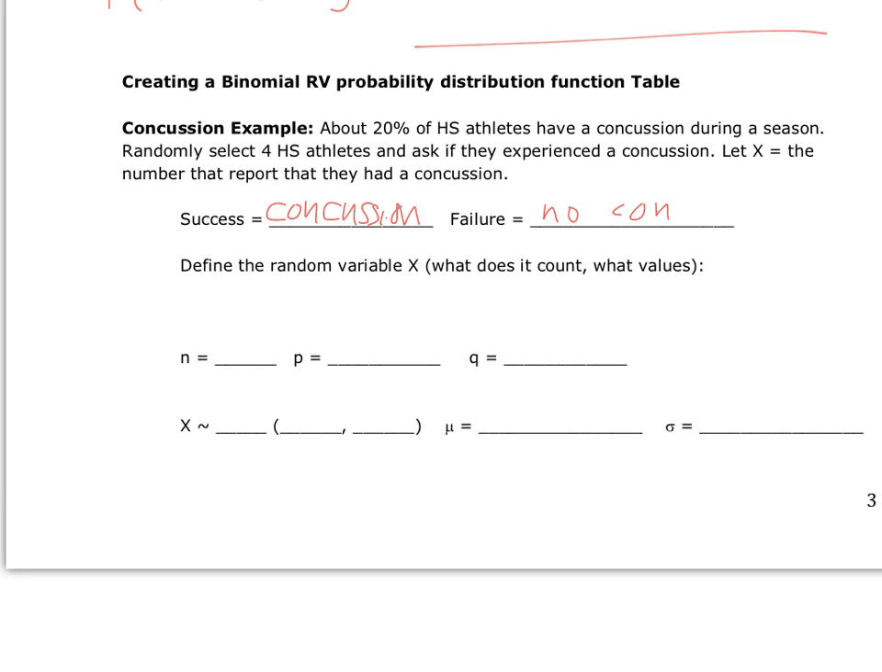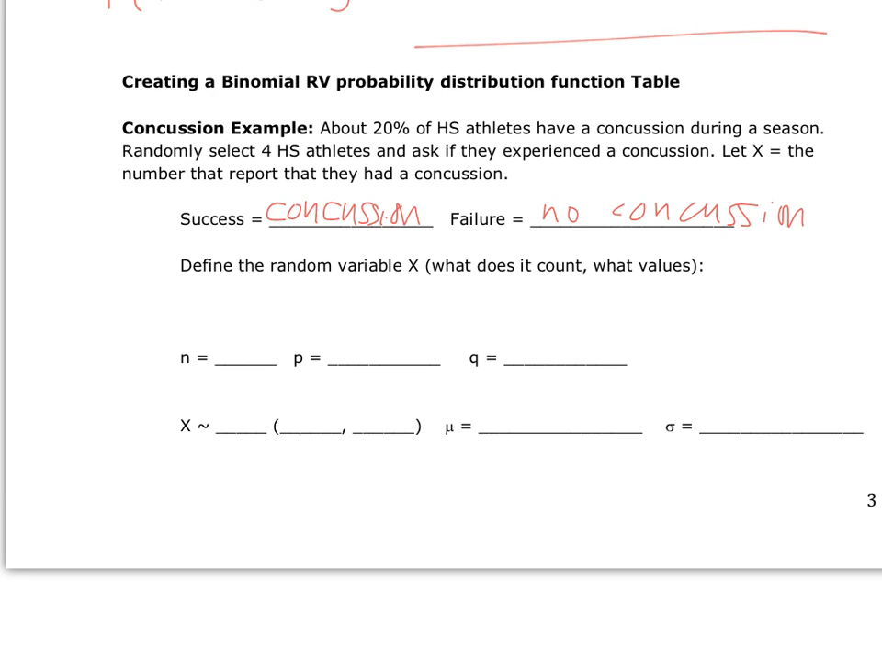Here's an example where it might seem a little bit of a mismatch to say success is having a concussion. My son had a concussion last winter, and he still is complaining about it. So not usually considered a success.